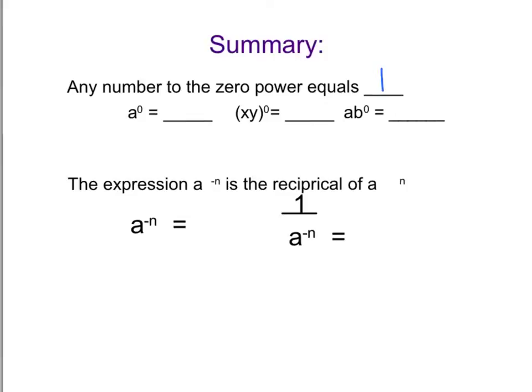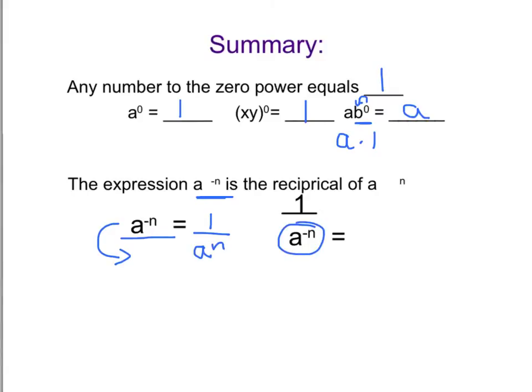So a to the 0 power is 1. (xy) to the 0 power is 1. a times b to the 0 power is not 1 times b, because the 0 only goes to the b. So this is 1, so this is a times 1, which is a. And then negative exponents, it's the reciprocal. So a to the negative n, we have to bring it down. It's 1 over a to the n. Here's a negative exponent, so it's the reciprocal. We have to bring it up.